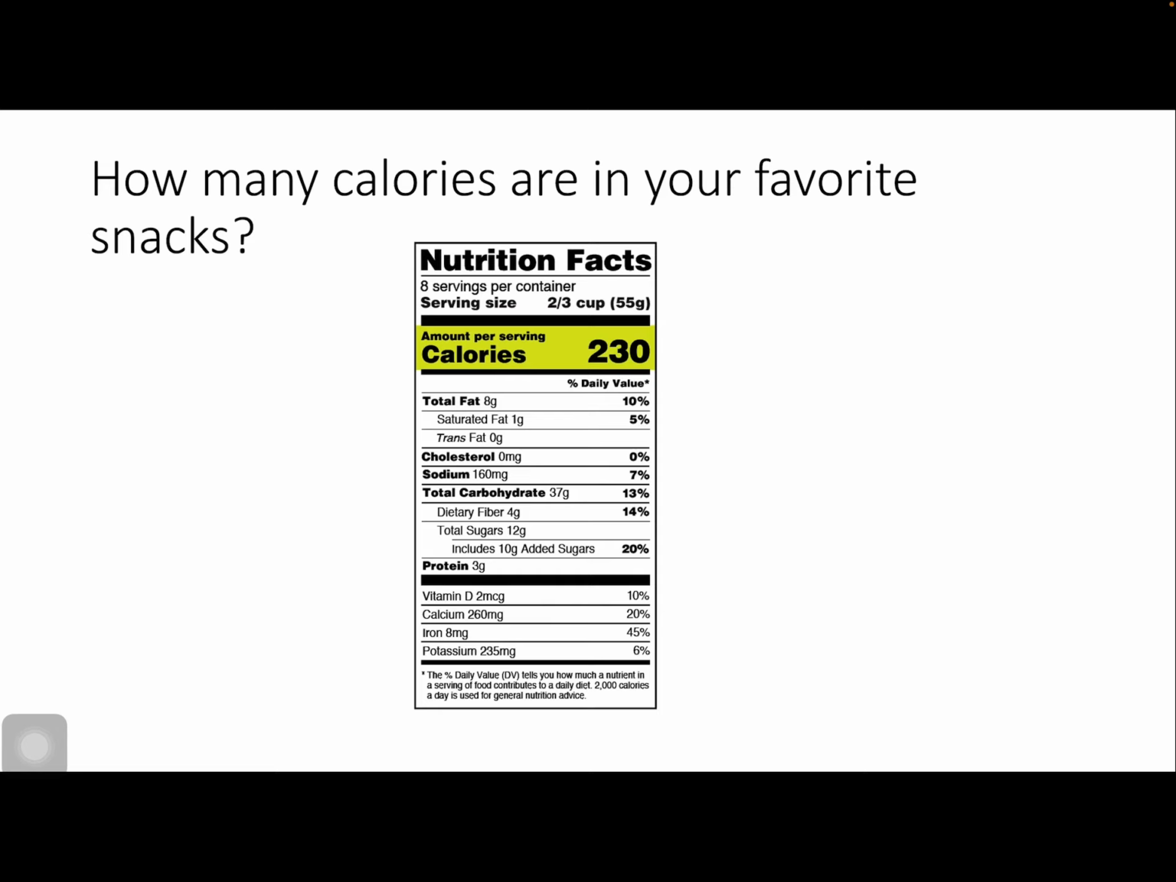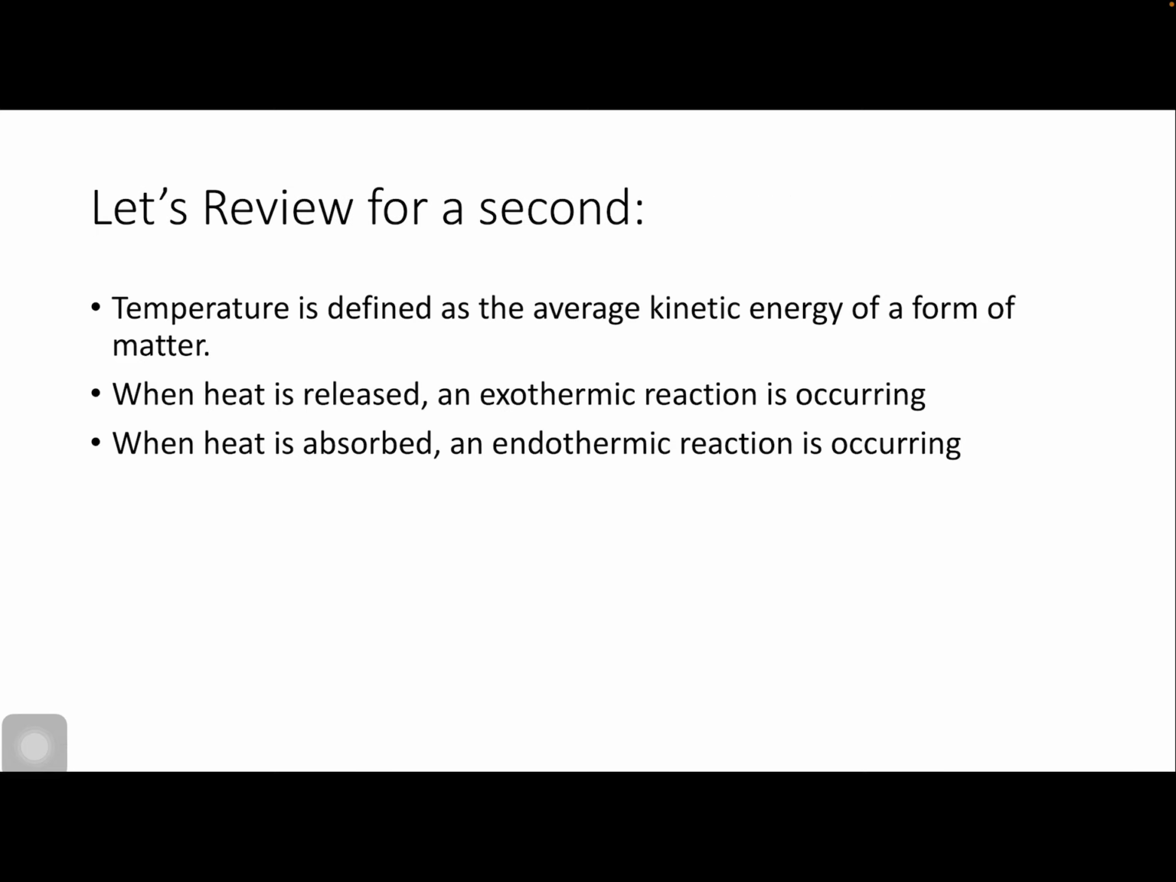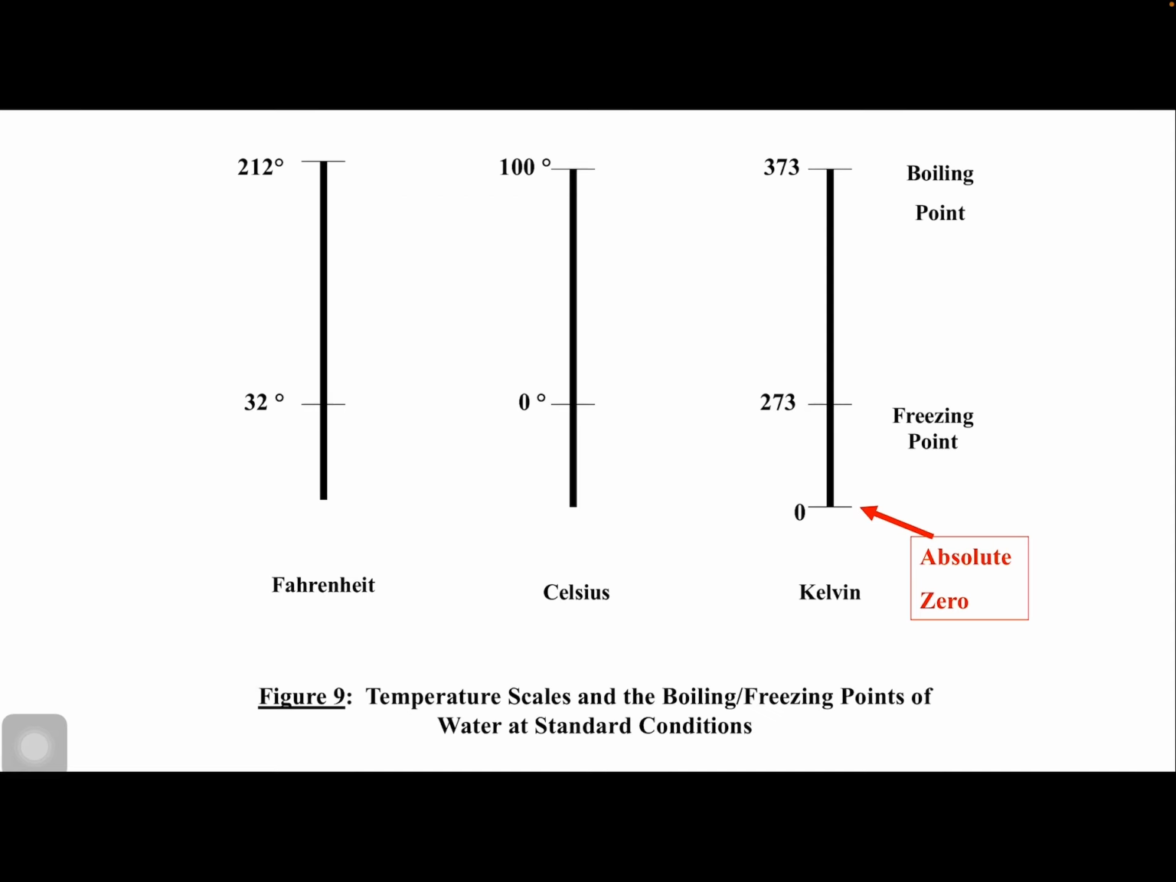But before we do that, let's talk a little bit about what we spoke about yesterday, potential versus kinetic energy. Kinetic energy is the energy of motion. Remember, I'm walking down the street, I'm using my kinetic energy. Potential energy is stored energy, so it's not the energy of motion. And remember, kinetic energy is measured using temperature. So again, temperature is defined as the average kinetic energy. When heat is released, an exothermic reaction is occurring, and when heat is absorbed, an endothermic reaction is occurring.